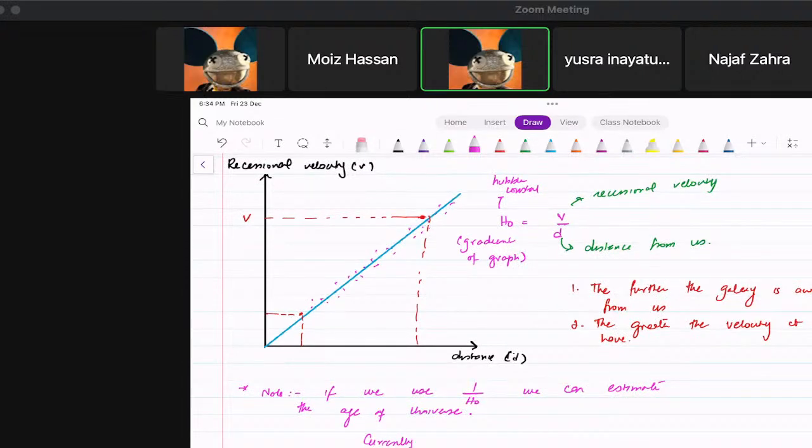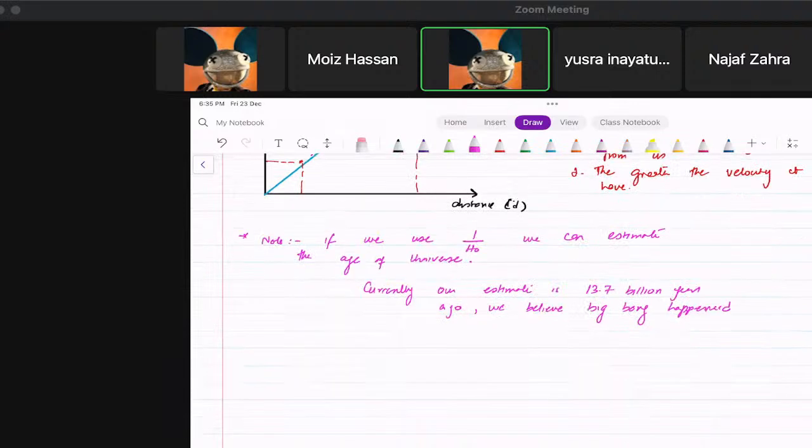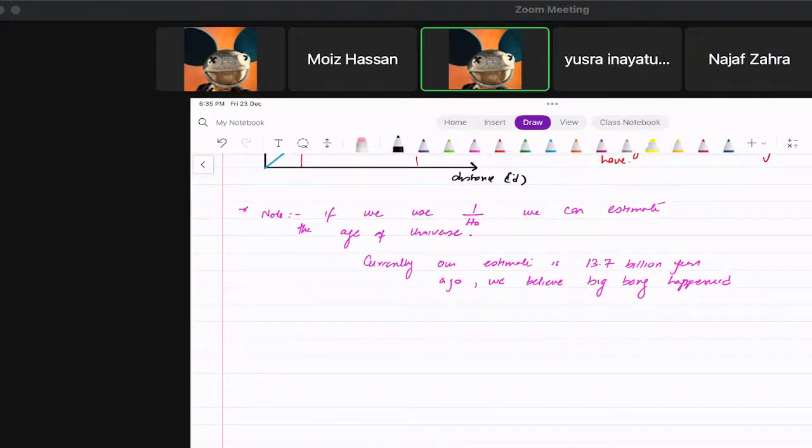Okay. Currently, this is just a fact. Currently, our estimate is 37.5 billion years ago. We believe the Big Bang happened. So that's when the universe began, and you can use it. The Hubble constant, you don't need to remember the value, they will give you themselves. Okay. Now let's do one question and be done with our course.